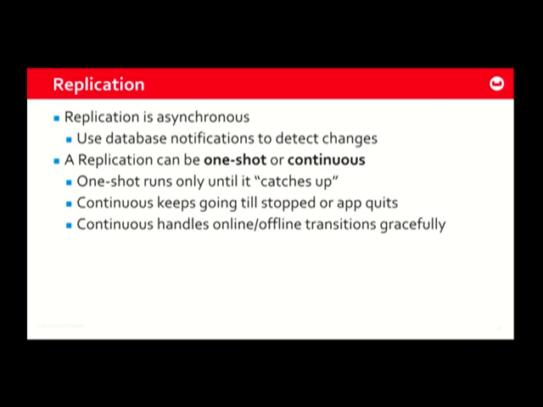The replications can run as either one-shot or continuous. So the default mode is the replication will start up, connect to the server, find all the stuff that needs to be transferred, transfer it, and then stop. The continuous replication will keep going even after it's caught up and basically monitor either side. So if it's a push replication, it's monitoring the local database. If it's a pull replication, it's monitoring the server. And if there are changes, it will wake up again and copy those changes across the network.